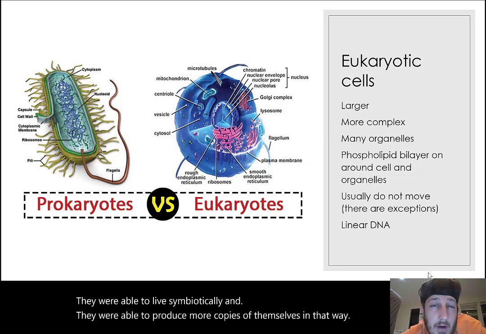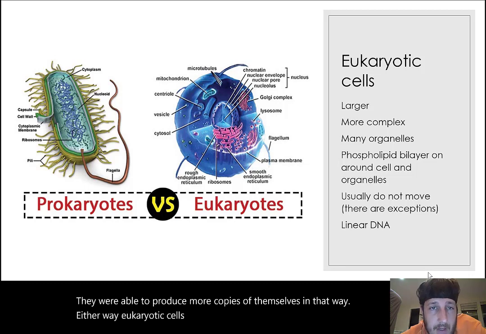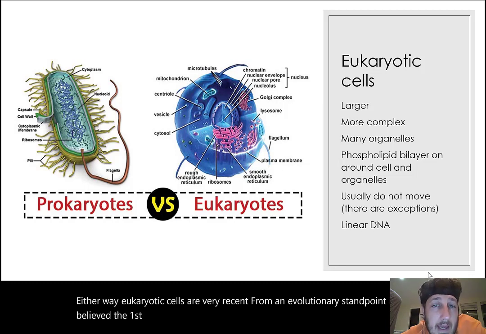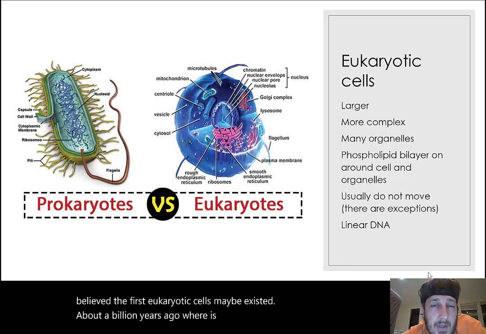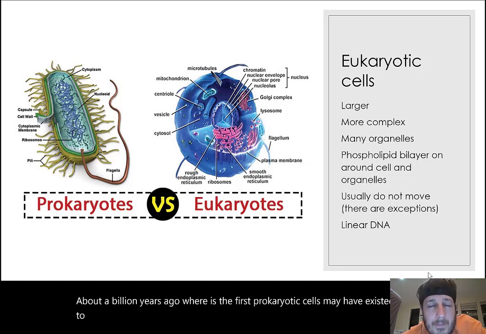Either way, eukaryotic cells are very recent from an evolutionary standpoint. It's believed the first eukaryotic cells maybe existed about a billion years ago, whereas the first prokaryotic cells may have existed 1.5 to 2 billion years ago. This is all theoretical. Of course, no one actually was around then to tell us the truth.